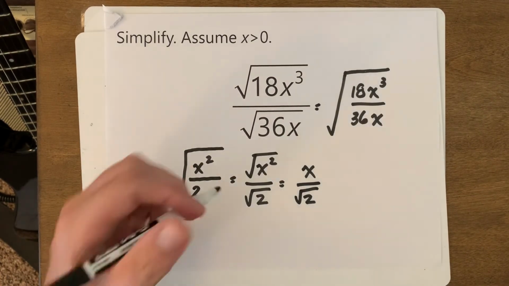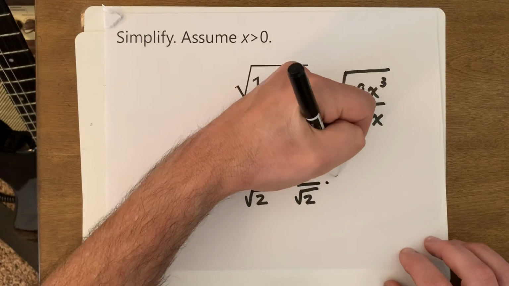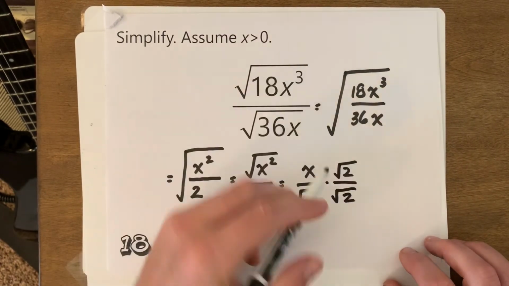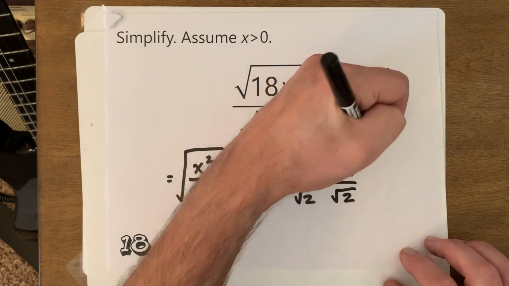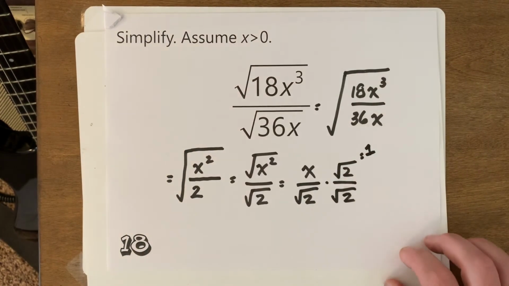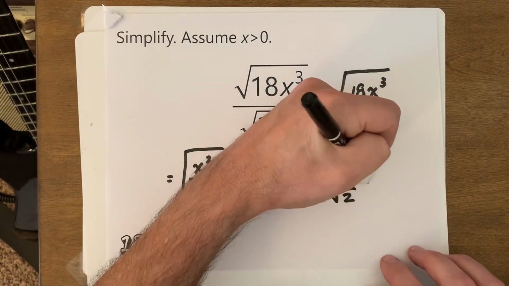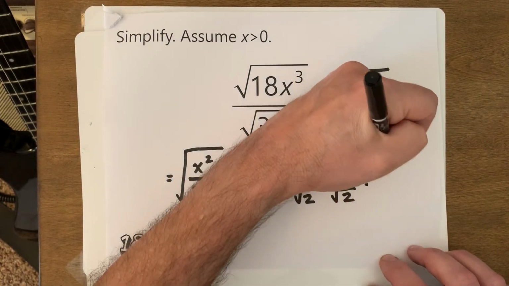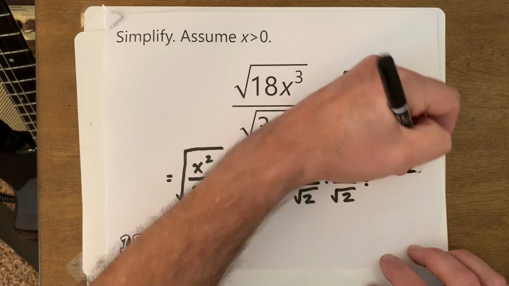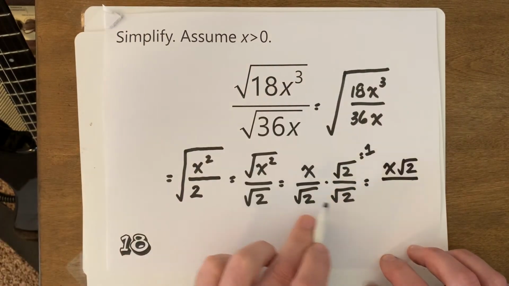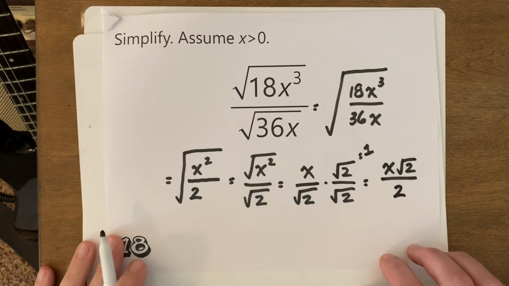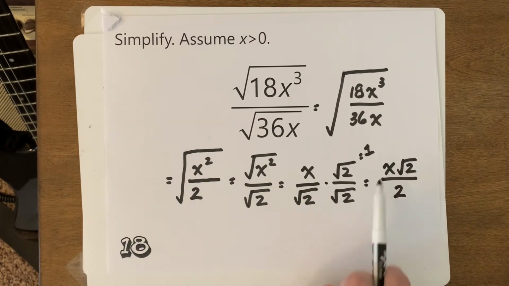So to handle that, what I do is I multiply both the numerator and denominator by root 2, because this is equal to 1, right? You're not changing anything by multiplying by 1. And what happens is I get root x root 2 over root 2 times another root 2, which is just 2. And it turns out that in a textbook, this would be the answer that would be in the back of the book.